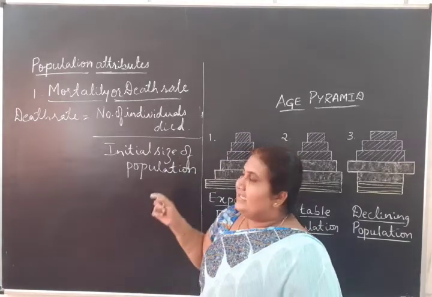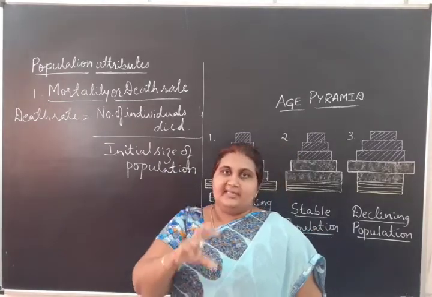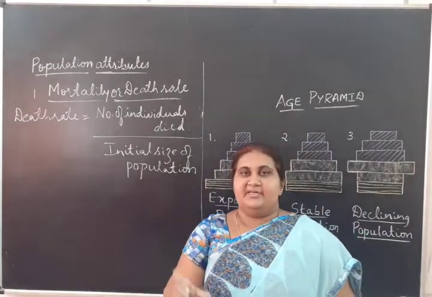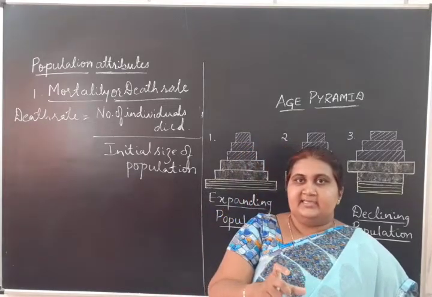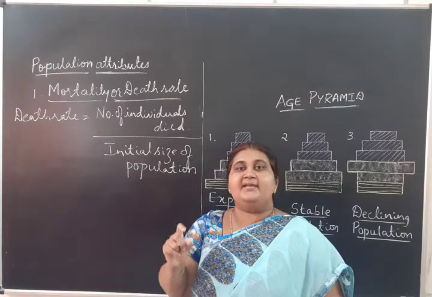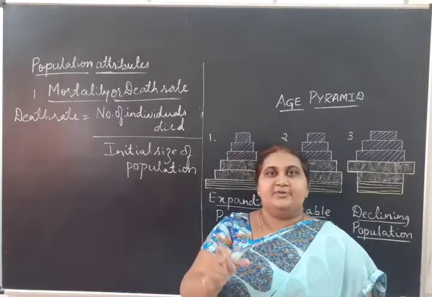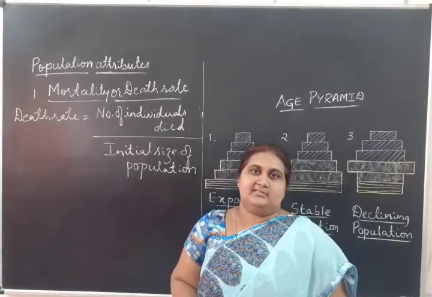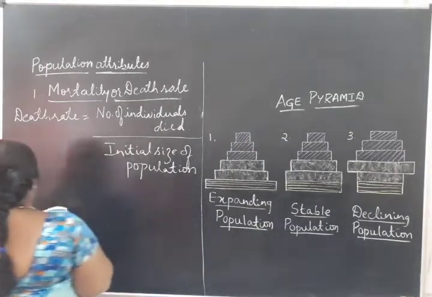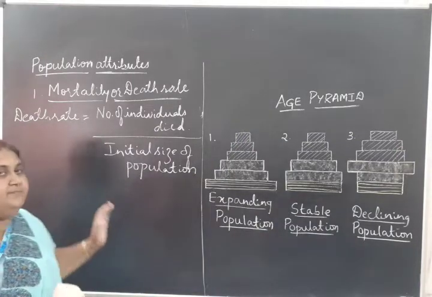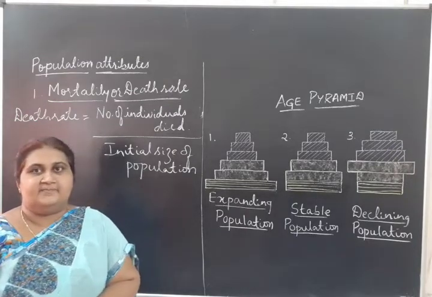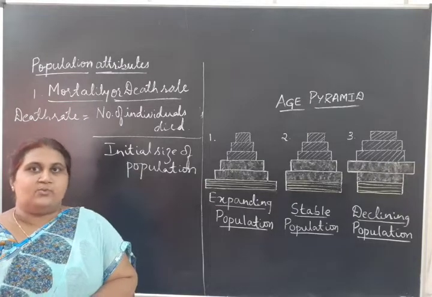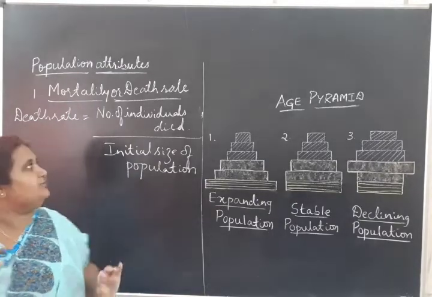So both natality as well as mortality. To the initial population, how many individuals have been added in a unit time, that is natality. How many individuals have been lost, died per unit of population, per unit time, that is called death rate. Death rate, mortality, decreases the size of a population. Population size will be decreased. Why? Because there will be loss of individuals.